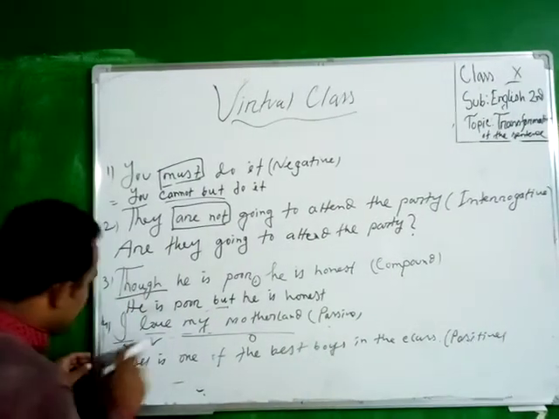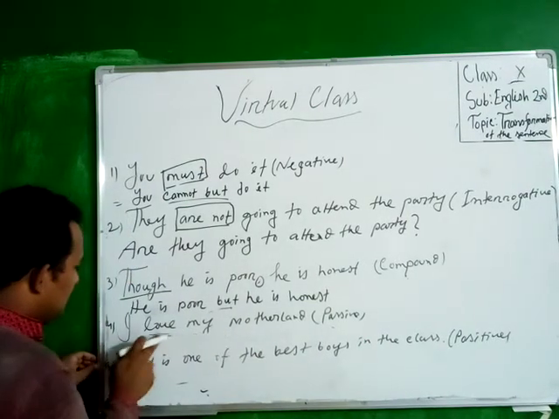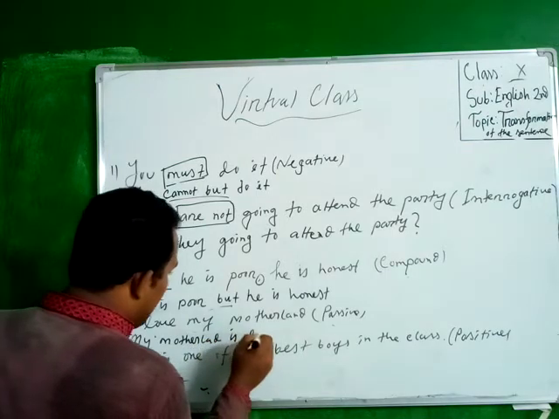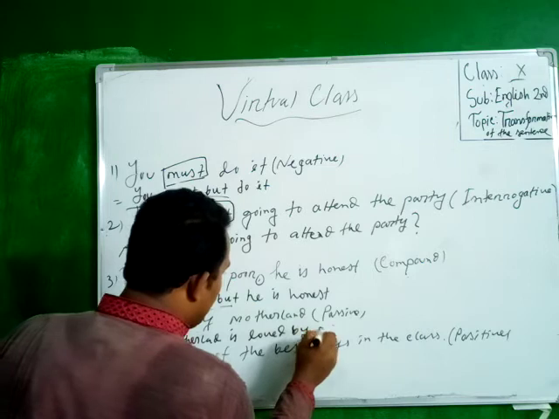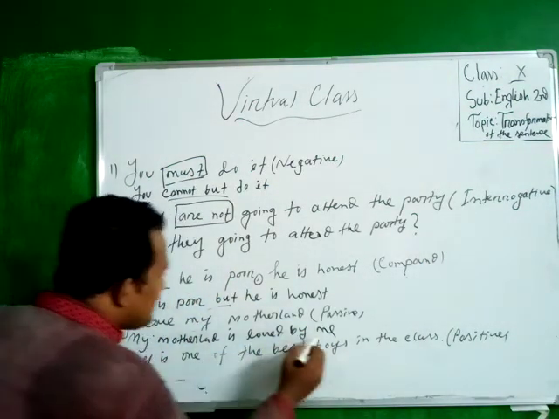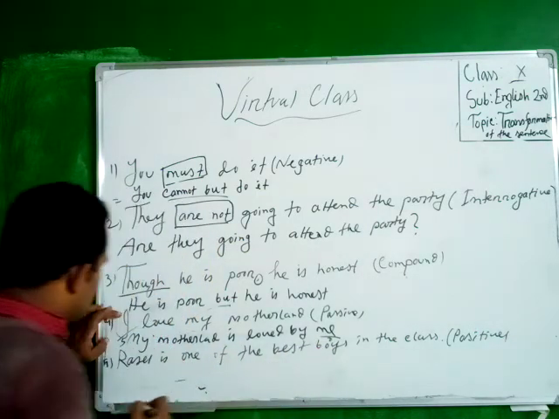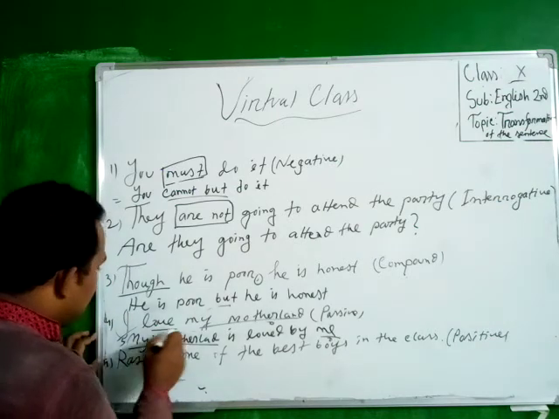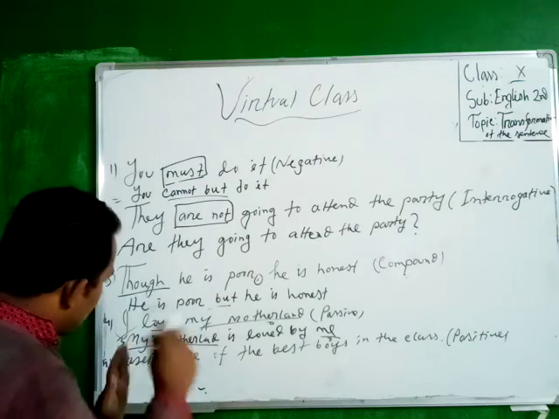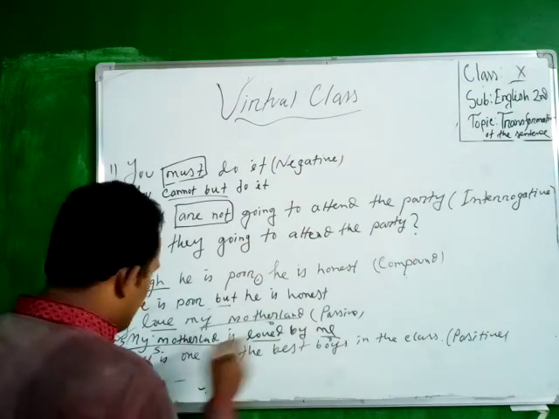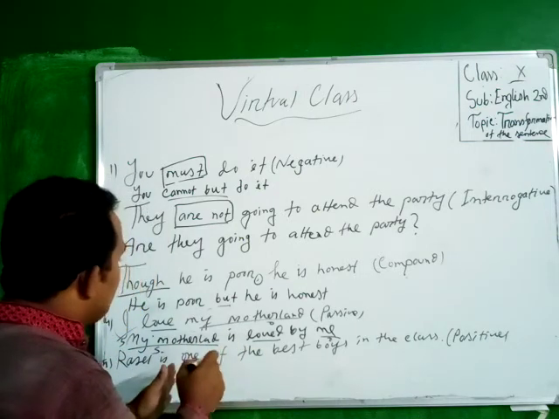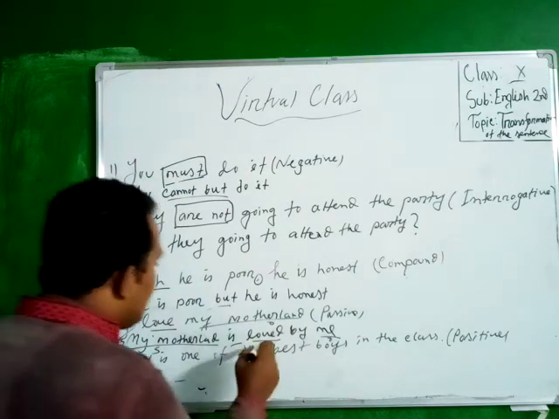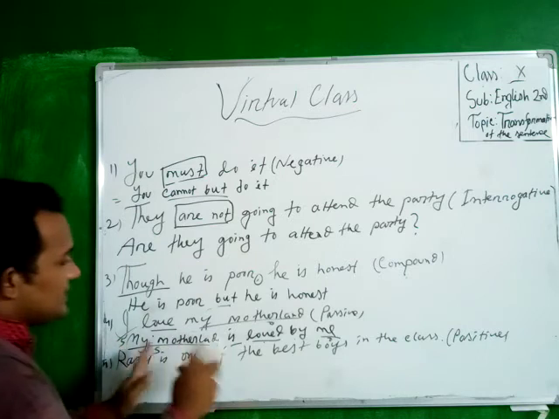So what will be the answer here? My motherland is loved by me. The subject of active voice will be the object of passive voice. Here I is the subject, and here it will be the object. My motherland is the object, and here it will be the subject. Love is a verb in present form. In terms of making passive, we have to put the past participle form of the verb. Here you can say loved. Before the main verb, you have to put to be verb, and after the verb, you have to put the preposition by. So you can see that my motherland is loved by me.